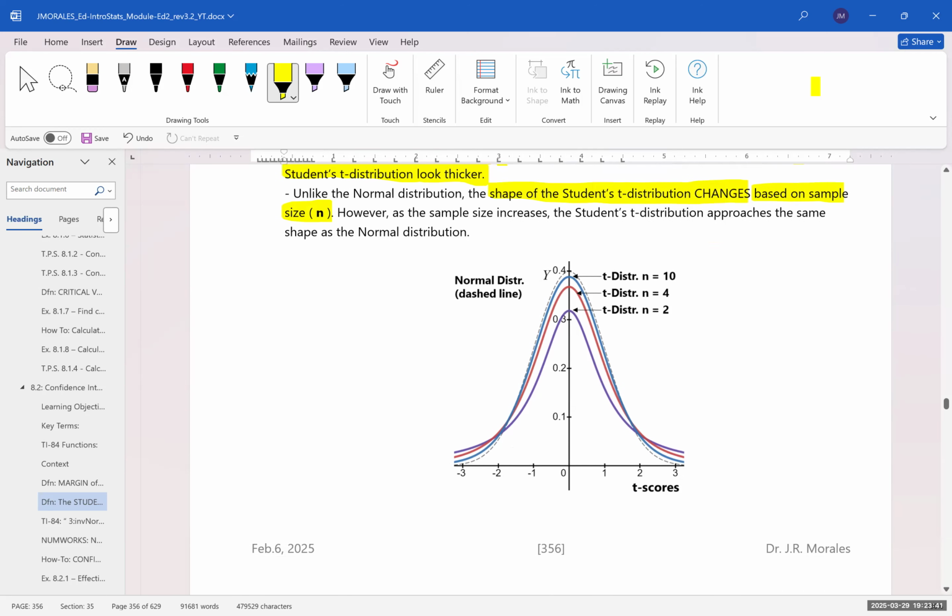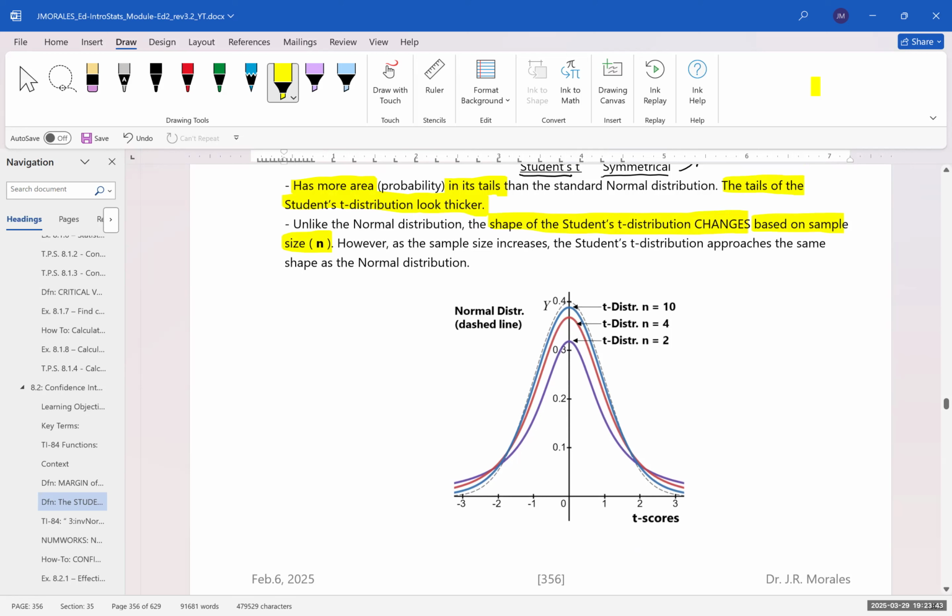So what I've got here in this picture is you can see that there's a dashed line. Okay, this dashed line right here. That is a graph of the normal distribution. The dashed line is the normal distribution. The purple, red, and blue lines are the student's T distribution.